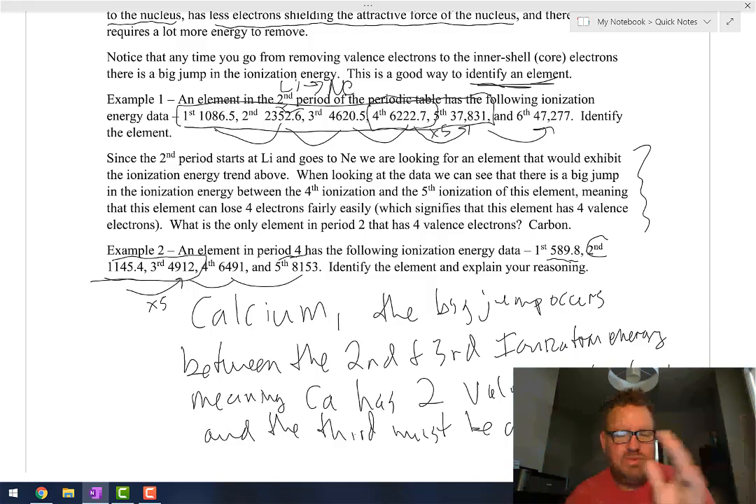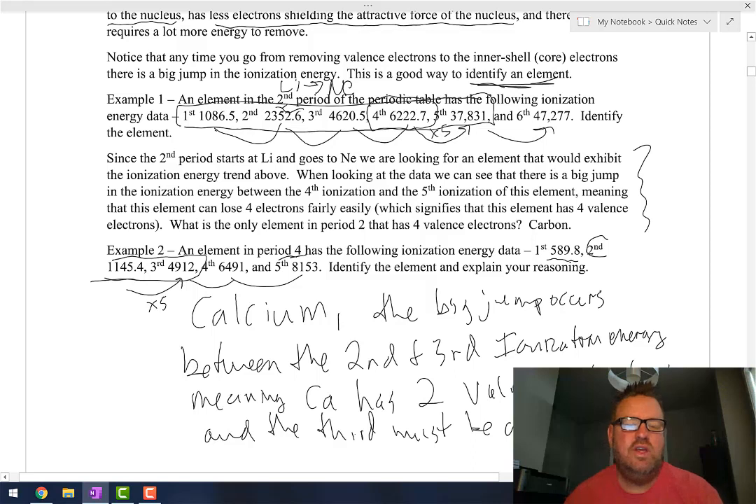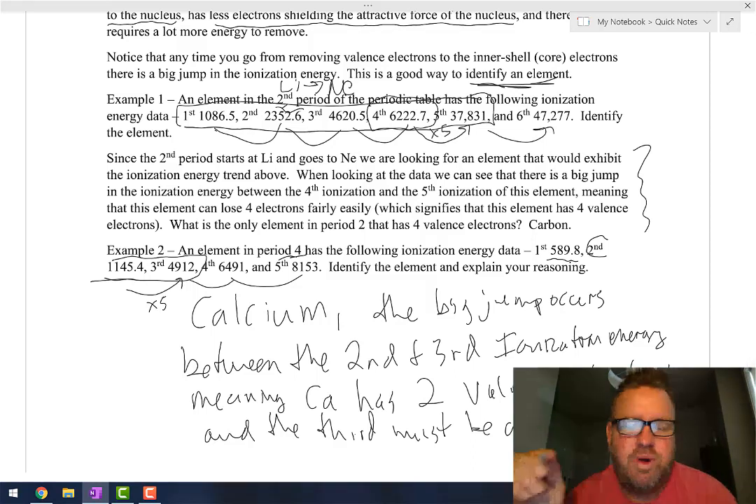So talk about why that big jump between the second and the third is important, because if the big jump happens between the second and the third, that tells you that the element must have 2 valence electrons. And calcium, again, is the only one that has 2 valence electrons. The third one and the fourth one and the fifth one must all be those inner shell electrons.